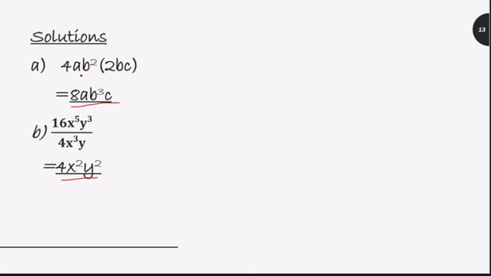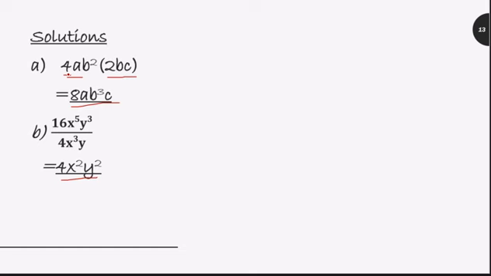4ab squared times 2bc. You multiply the coefficients, 4 times 2, 8 outside. A, there's no a inside, you bring a like that. B squared, there's b inside. B squared times b, b to the power 3. And c, you bring c outside like that.